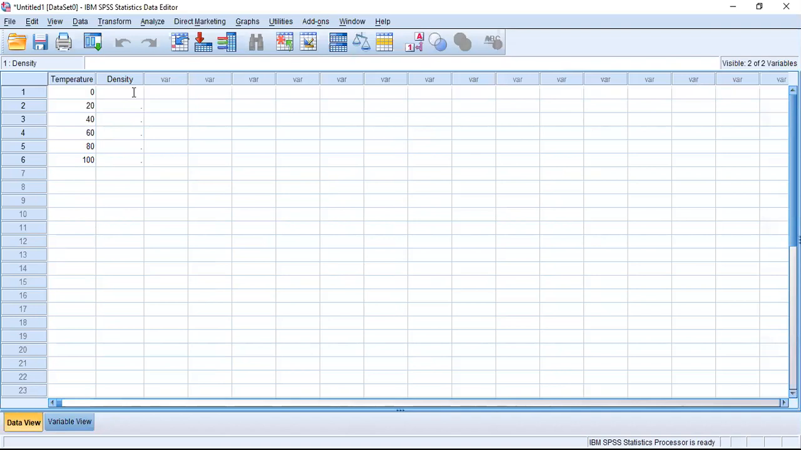Then on density, the first one is 1. Second, 0.997. Then 0.983. And then 0.983 again. Then 0.973. The last one is 0.9558.